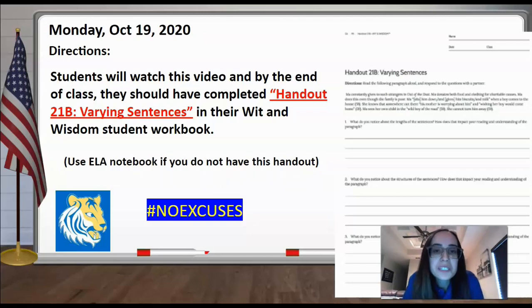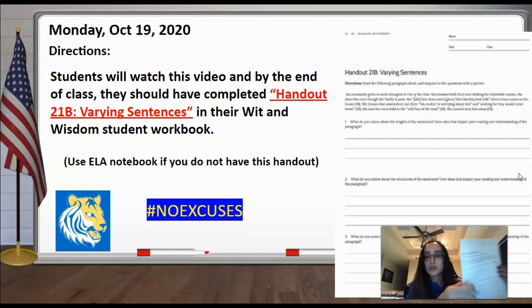I was also going to add that you could complete the PDF file, but unfortunately, we don't have this PDF file. The Great Minds in Sync app does not provide us with this handout in a PDF form, meaning you cannot type it out. You do have to write it out, okay? So just to make that clear, boys and girls, you are going to have to be completing the worksheet that looks right there on the screen. You can see that little example, 21B, varying sentences.